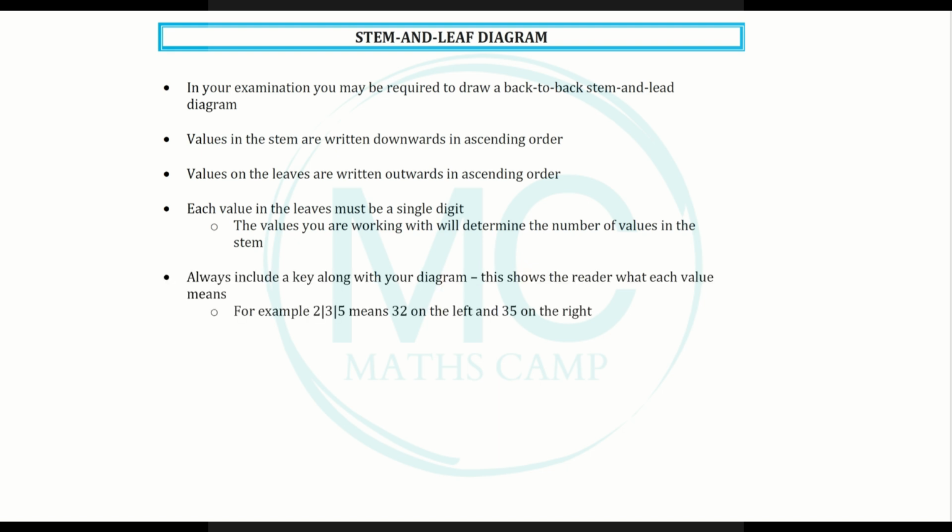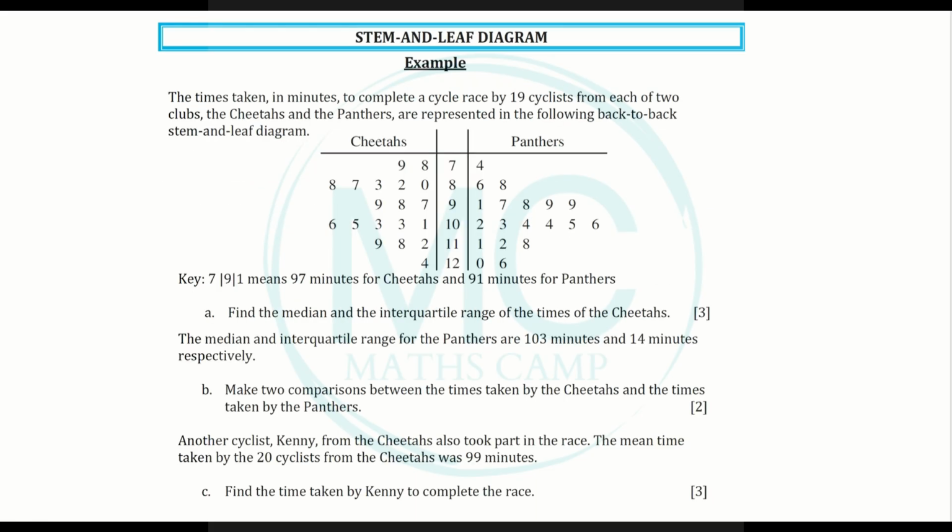Always include a key along with your diagram. This shows the reader what each value means. So as an example, I can say a key of 2|35 means 32 on the left and 35 on the right. You can choose any combination of values for your key. With this in mind, let's have a look at some examples of how we work with stem and leaf diagrams.